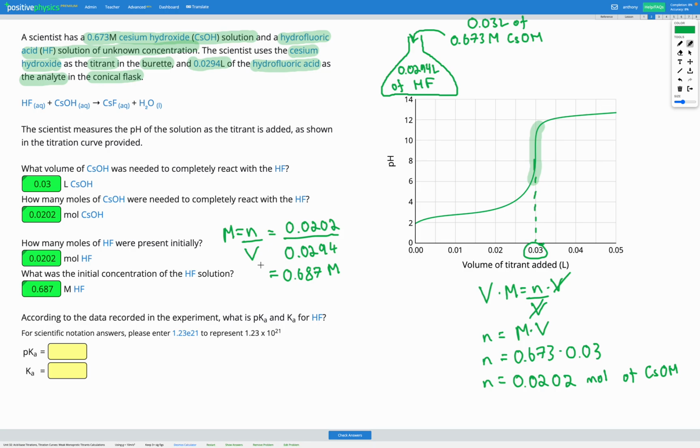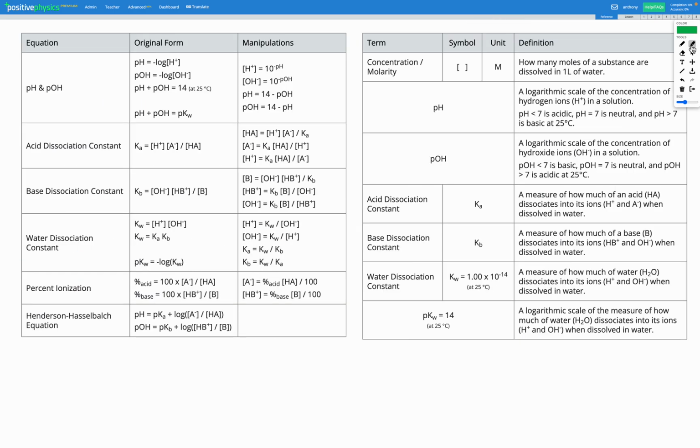Next, we're asked to use the data recorded in the experiment to figure out the pKa and the Ka for hydrofluoric acid. Remember, Ka is the acid dissociation constant. Let's head to our reference sheet and see if there's anything useful we can find. Here is the acids and bases page of the reference sheet, and we're going to be looking at the Henderson-Hasselbalch equation for pH, since we're talking about an acid. pH is equal to pKa plus log of the concentration of the conjugate base divided by the concentration of the acid.